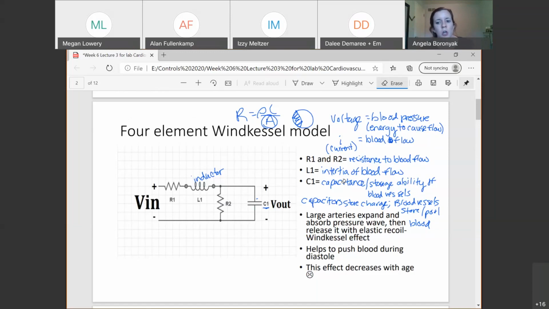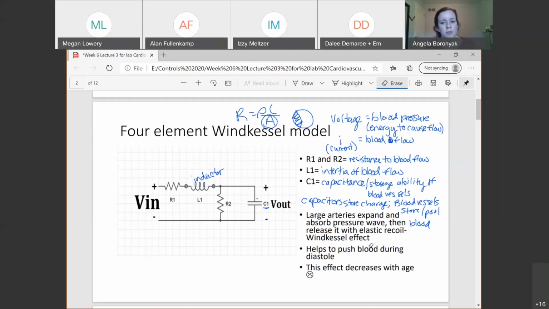Normally, this Windkessel model really refers to the effect of your blood vessels allowing expansion when pressure increases. Particularly, your arteries will expand to absorb a pressure wave, and then they can release it slowly with elastic recoil to keep blood pushing through your body in a pretty steady manner. So it's not that you don't have any blood flowing when your heart isn't contracting. You do still have some blood flow because your blood vessels are able to maintain that flow over time.